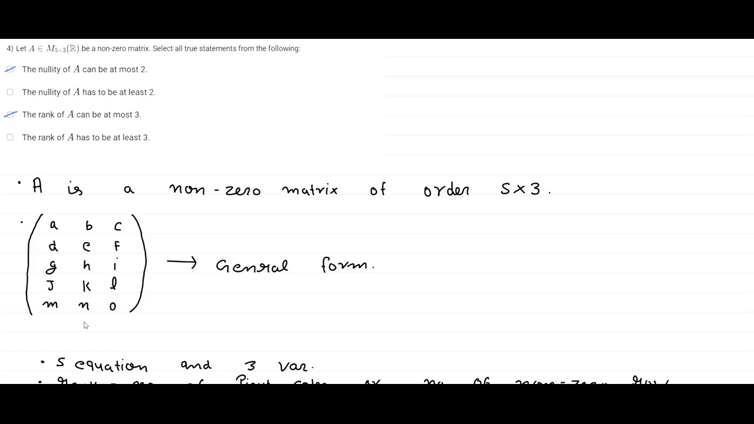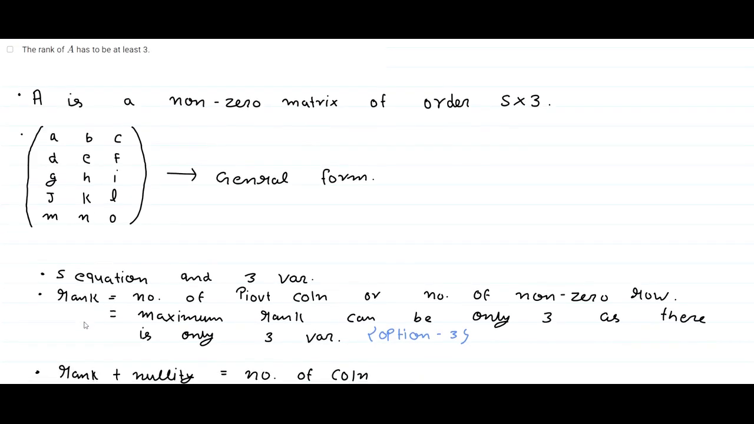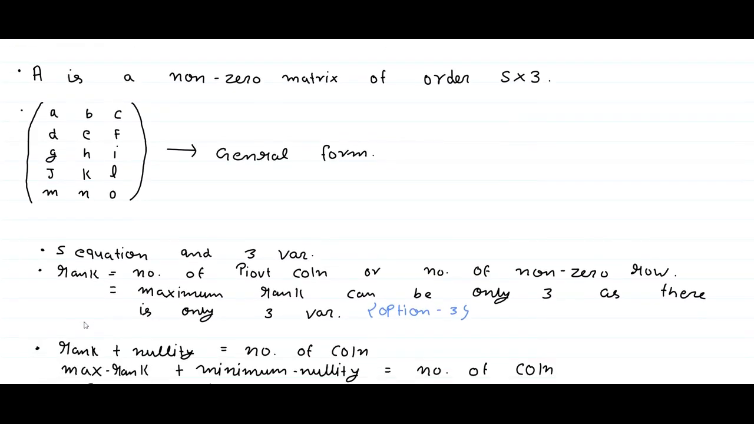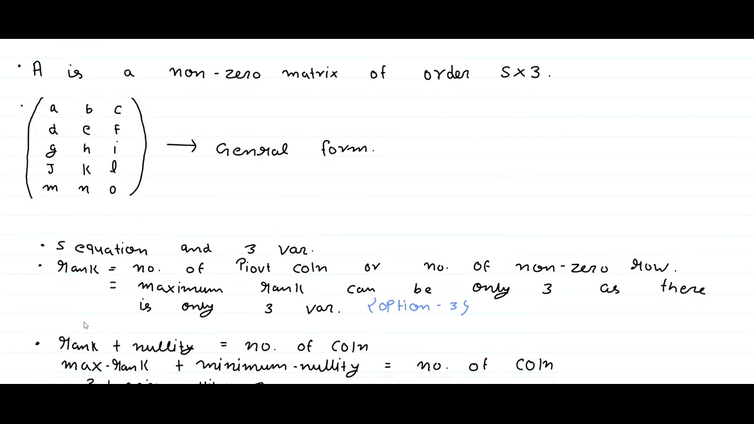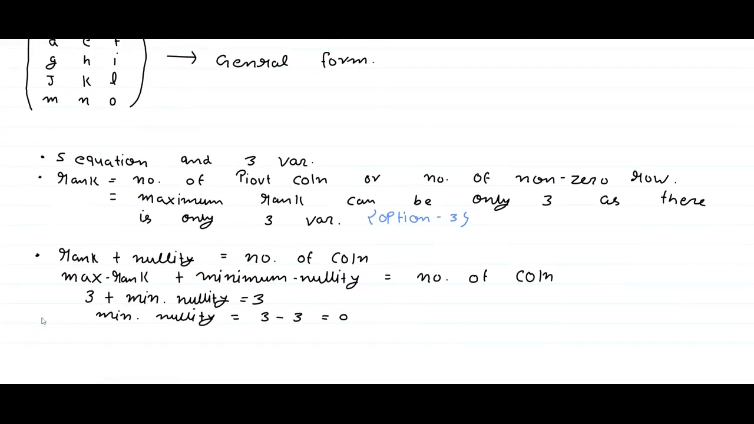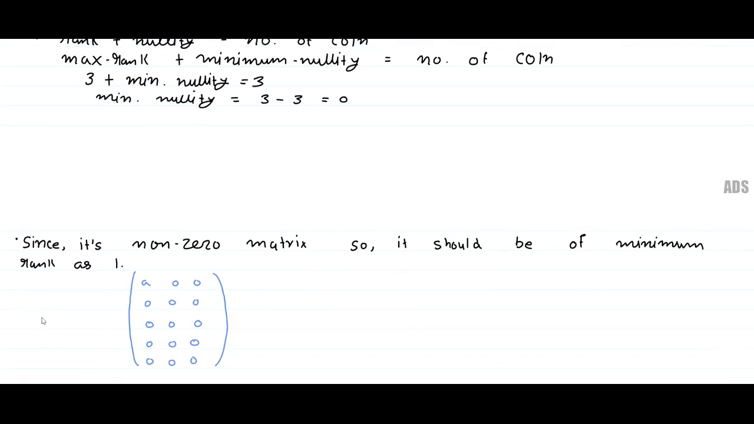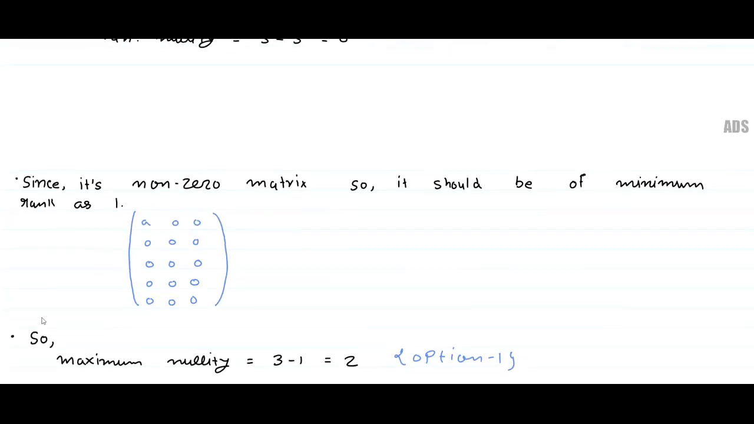Now, the first option says that the nullity of A can be at most 2, since there are 5 equations and 3 variables. So the maximum rank is going to be 3, as rank is the number of pivot columns or non-zero rows, so the number of possible pivot columns in this case is going to be 3 only, hence the maximum rank is going to be 3. And since it is given that it is a non-zero matrix, the minimum rank is going to be 1. Hence the maximum nullity is going to be 3 minus 1, which is 2. So the correct options for this question are: the nullity of A can be at most 2, which is option 1, and the rank can be at most 3, which is option 3.